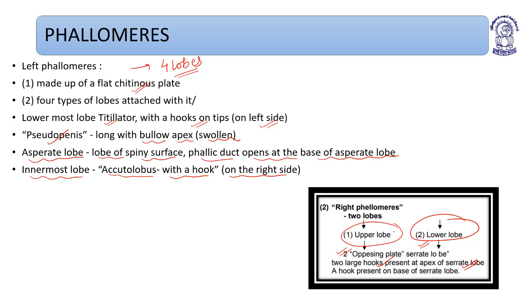Lower lobe, serrate lobe; upper lobe, opposing plate. Upper lobe, opposing plate, and the lower lobe, serrate lobe. Hooks on the serrate lobe. Apex of the serrate lobe.